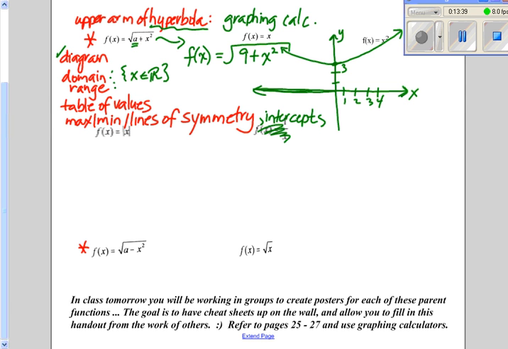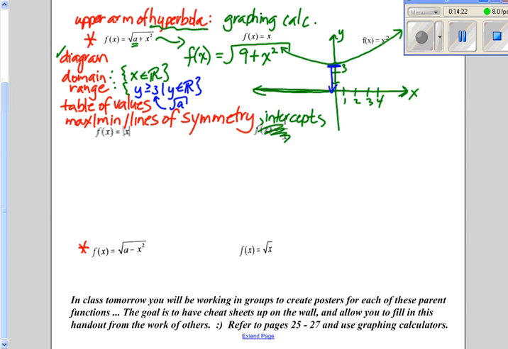For my range, however, you will notice that there is nothing lower than this. There's this cap right here. And the function is entirely above that 3 line. So for my y values, y has to be always greater than or equal to 3 for this function. y has to be a real number. Now this doesn't have to be 3. I'm the one that chose 9 plus x squared. That range would always have to be the square root of a.